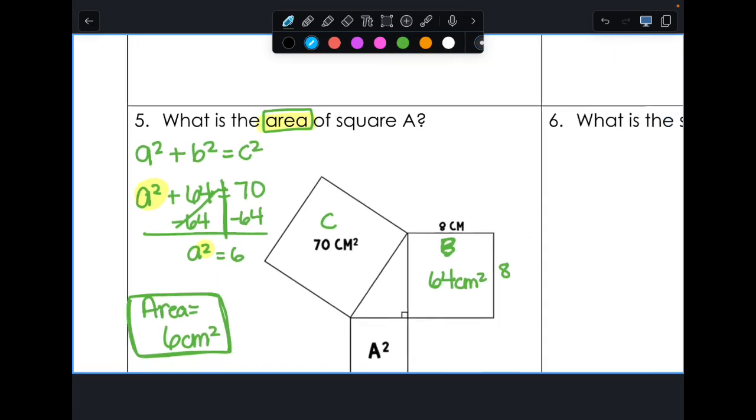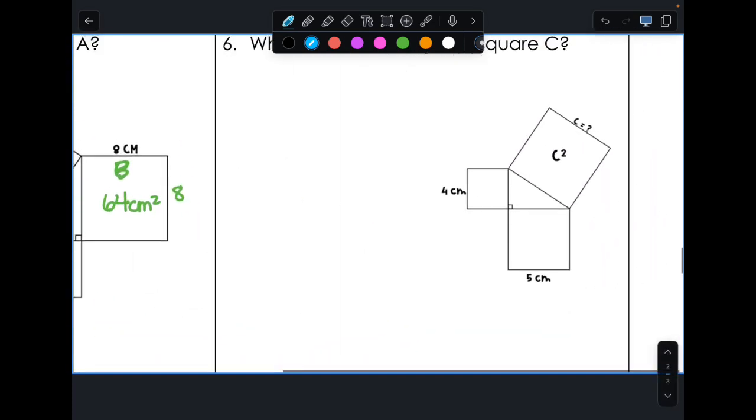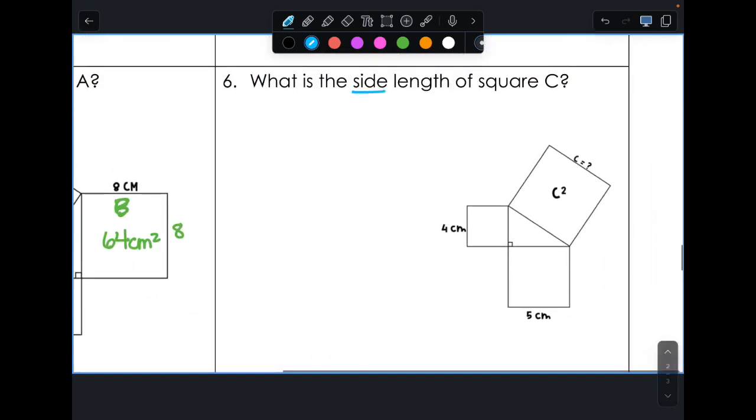Last one. What is the side? This time, because we are going to look for the side, what are we going to have to do at the end? To find the side, side, they both start with S. Square root. To find the side, you square root. Okay? And that square root, you wait till the very end. Everything else is the same as we did with the other problems.